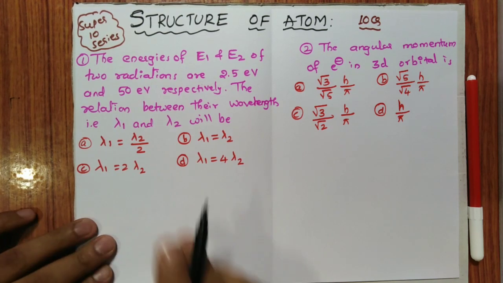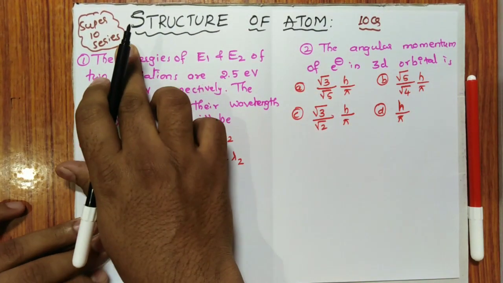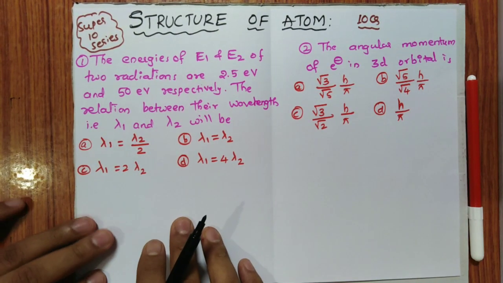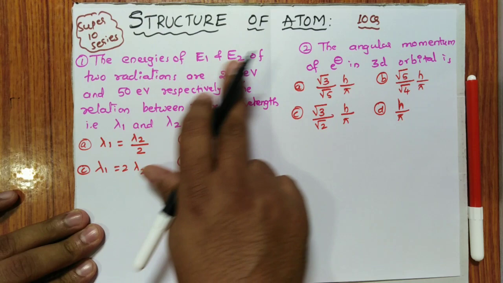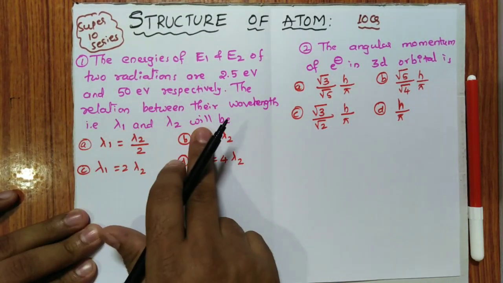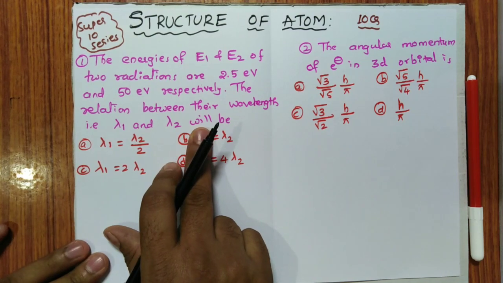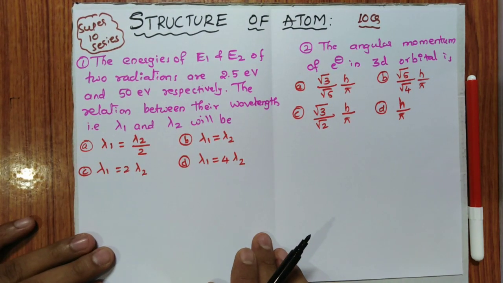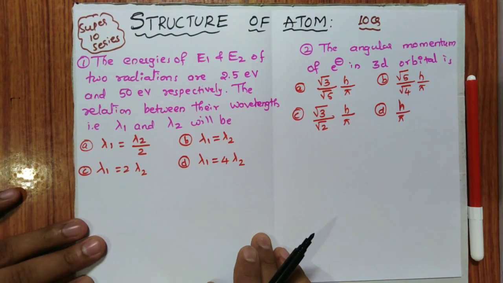So today we will discuss about structure of atom, Super 10 series, 10 questions we are going to discuss. So the first question is, the energies E1 and E2 of two radiations are given. The relation between their wavelength lambda 1 and lambda 2 they are asking. So option is given like this. So then what to think about this question?